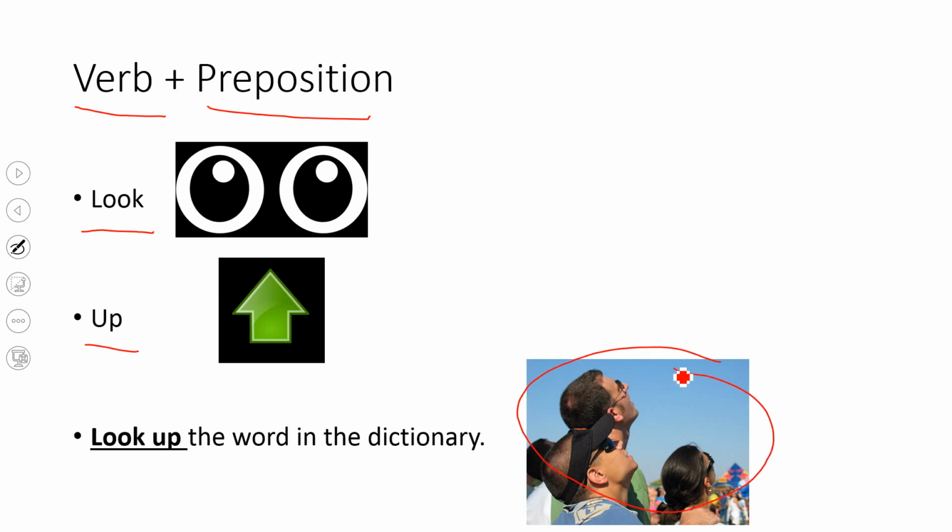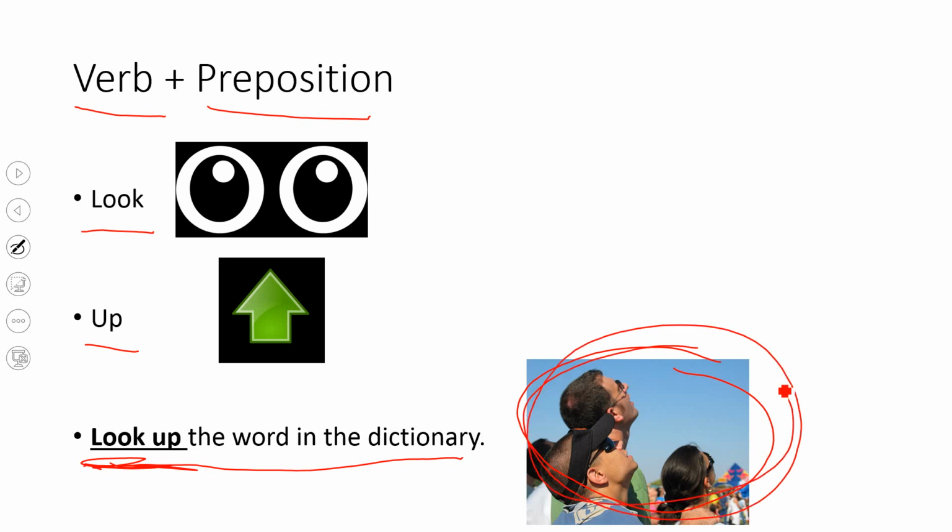However, look at this sentence. Look up the word in the dictionary. Look up here has a very different meaning than what's happening in the picture. Look up the word in the dictionary means to search for something in the dictionary, which doesn't involve looking up at the sky at all. So a phrasal verb is a verb plus preposition combination where the meaning is going to be very different from the verb and the preposition taken separately.